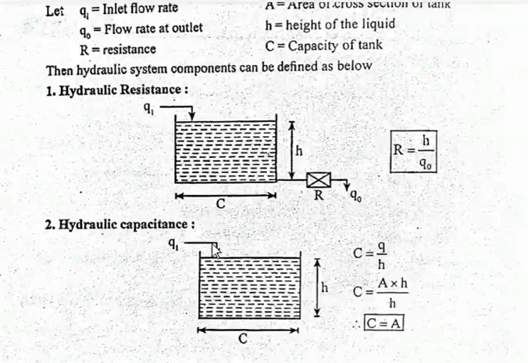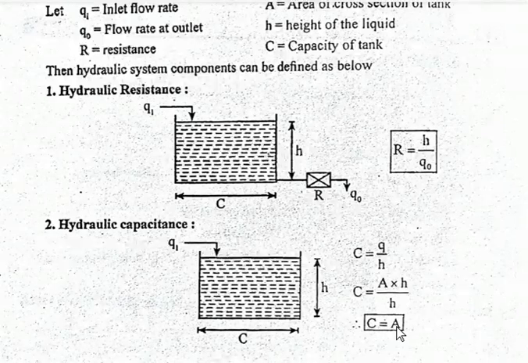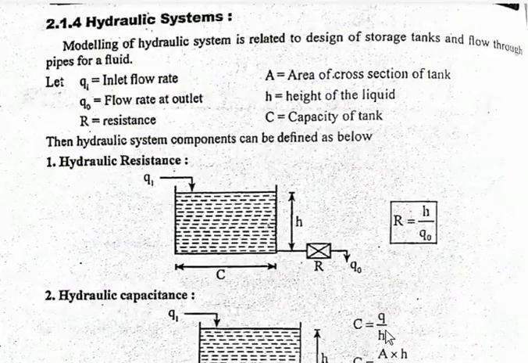So here A into h. C is equal to what? A into h divided by h. So C is equal to A. The h gets cancelled. Here C is equal to A. C is the hydraulic capacitance, that is C is equal to A. So this is the hydraulic system.